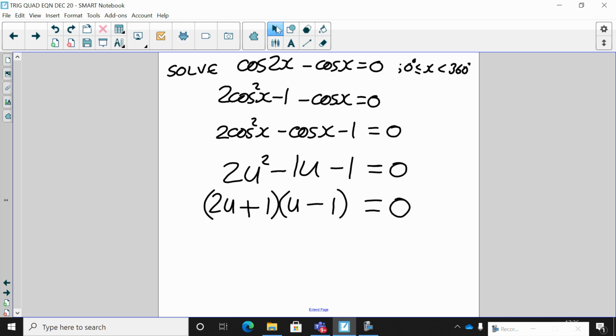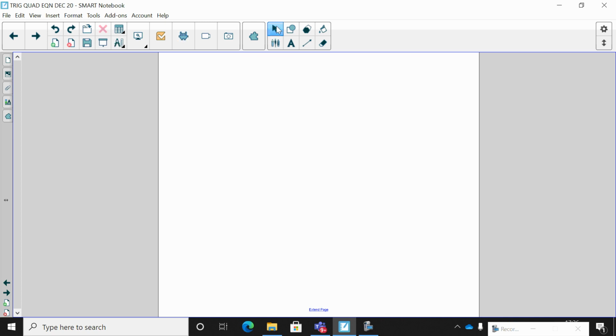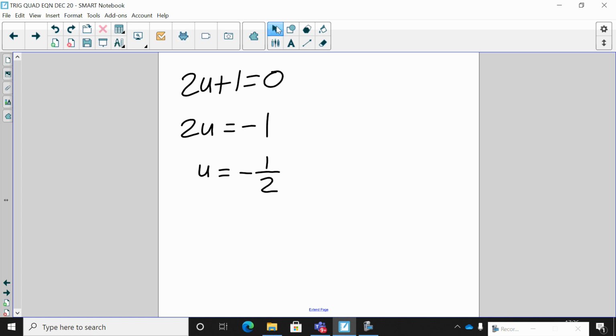So, bracket and bracket equals 0. That means one of them equals 0, or the other one is equal to 0. Okay, 2u plus 1 equals 0, or u minus 1 equals 0. Let's deal with the left-hand one. 2u plus 1 equals 0. Let's solve it. 2u equals -1, technically add -1 to both sides. Then divide by 2. Get that there. But we're not solving for u.